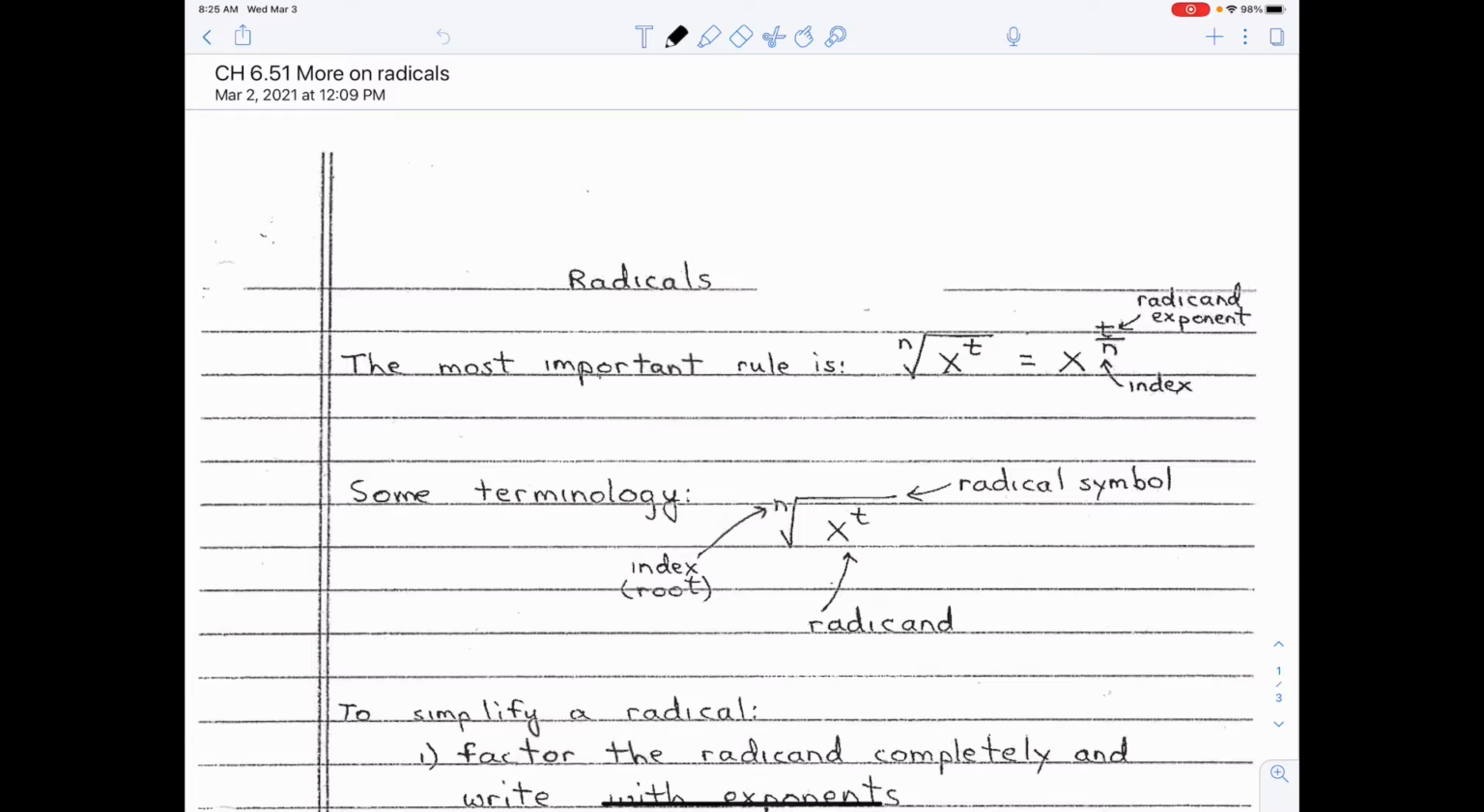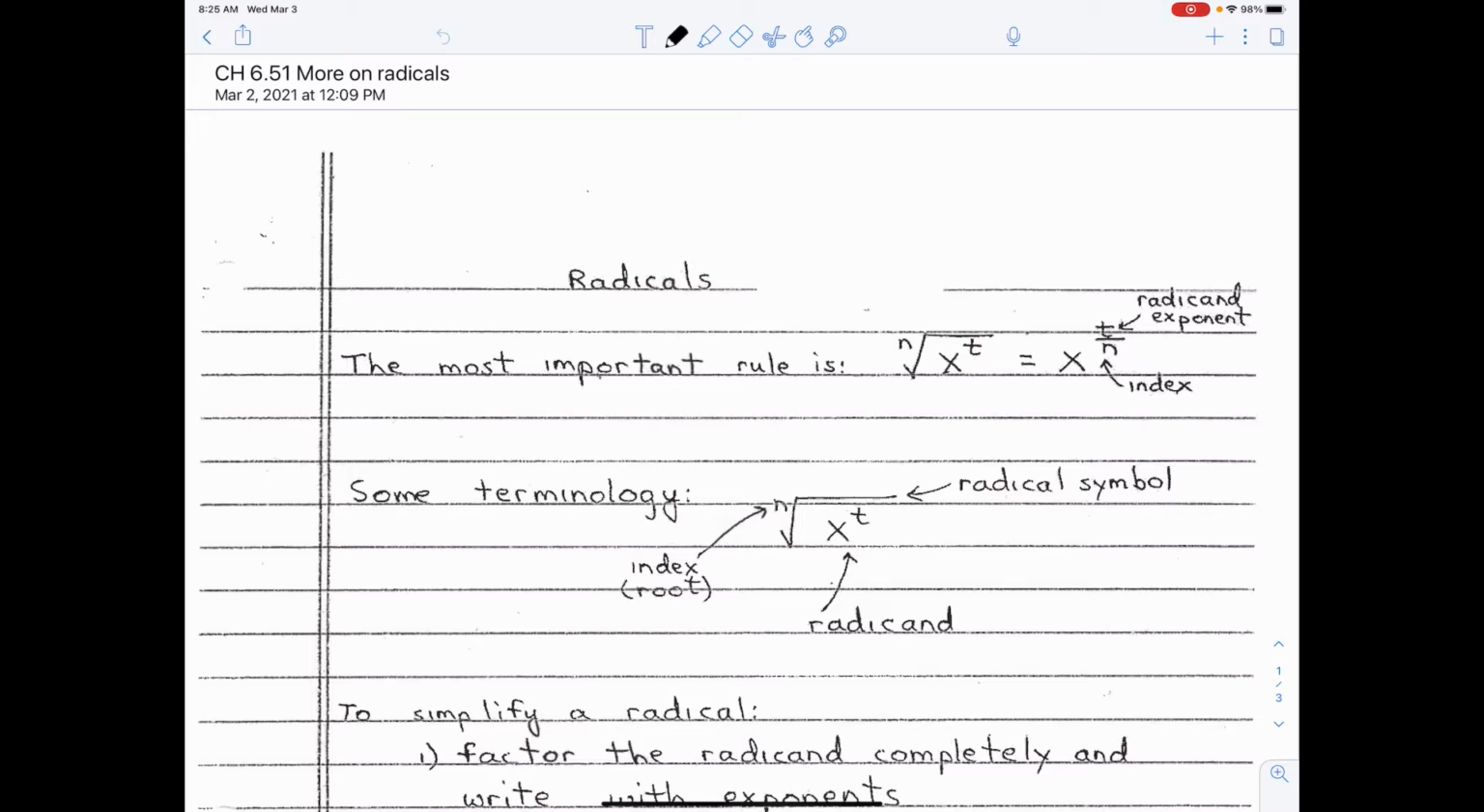Today we're going to do more on radicals. What's going to be different? Well, actually, the process is not going to be any different than what we've done before. What's different is we're going to be looking at indexes, in other words, roots, that have numbers larger than 2. Up to this point, we've just looked at square roots. Well, we're going to look at cube roots, fourth roots, fifth roots, etc., etc.